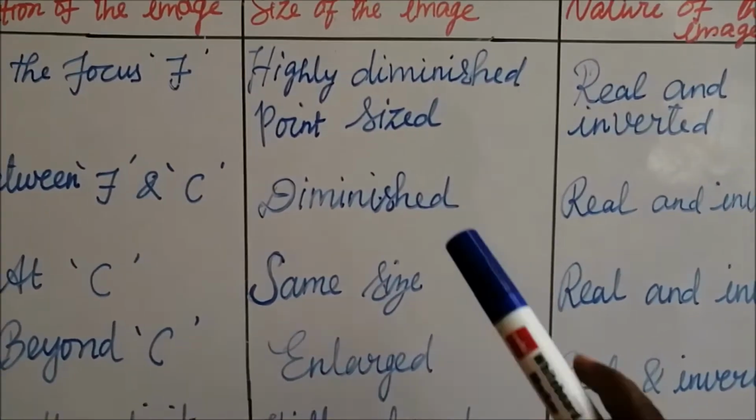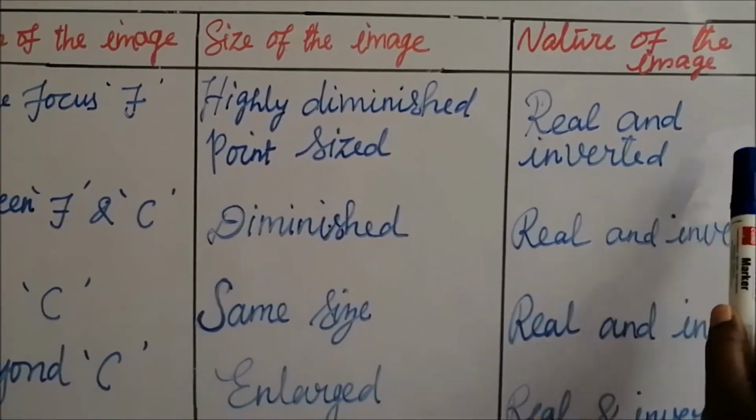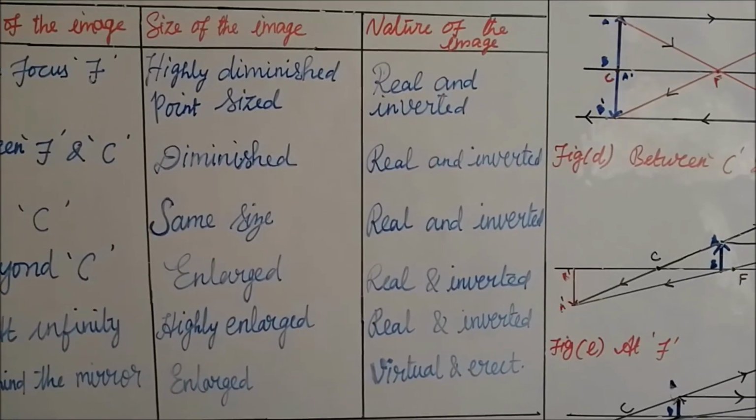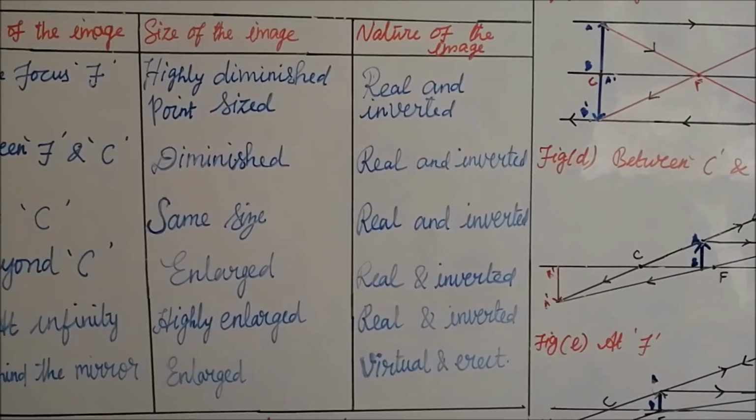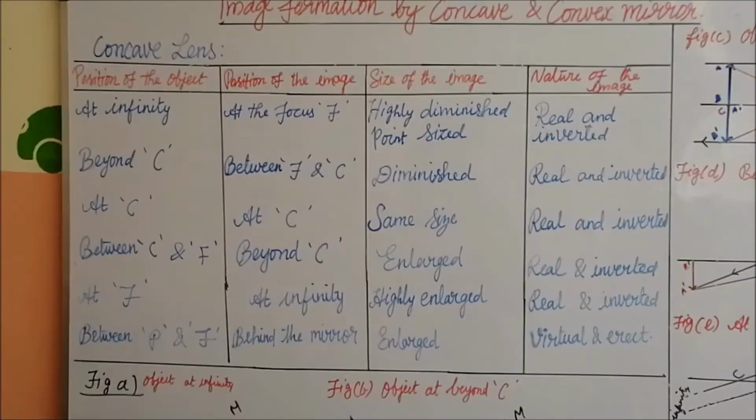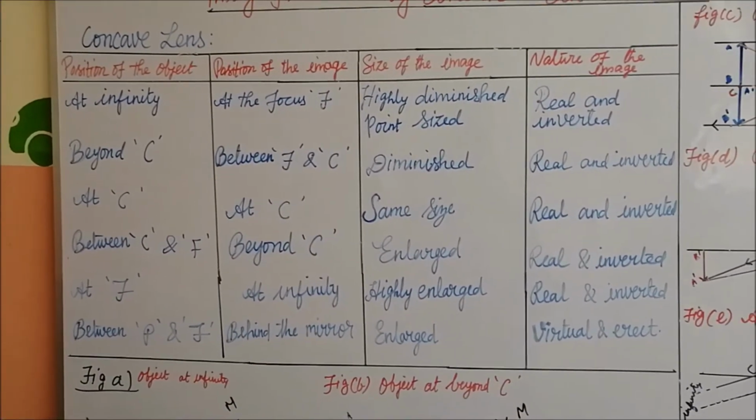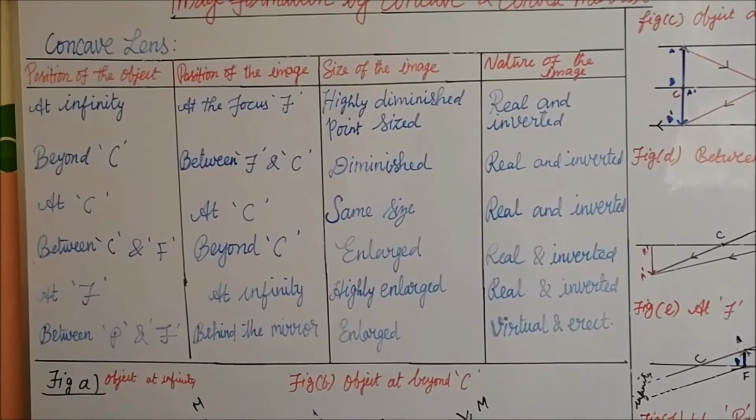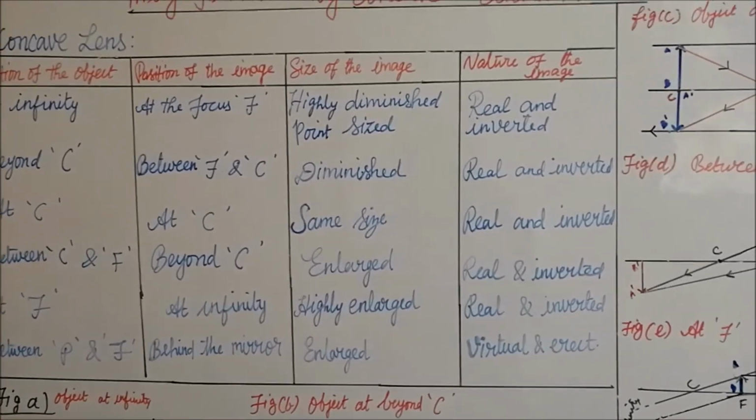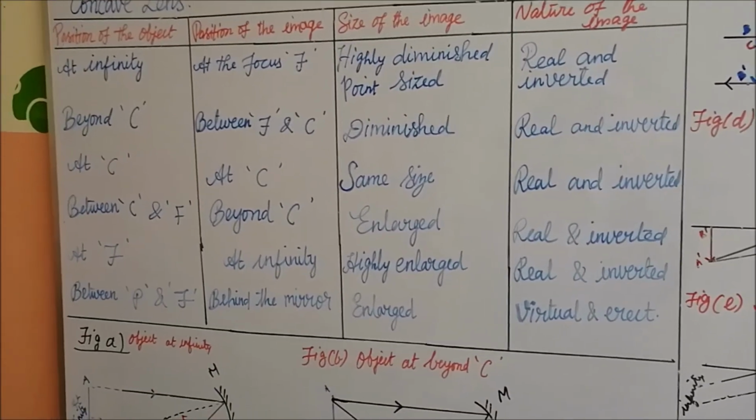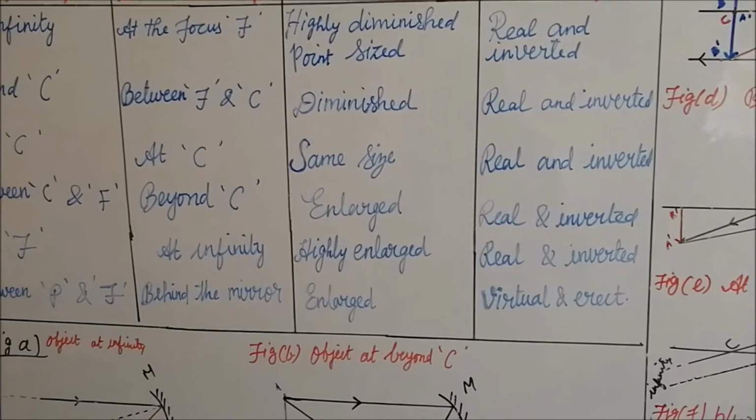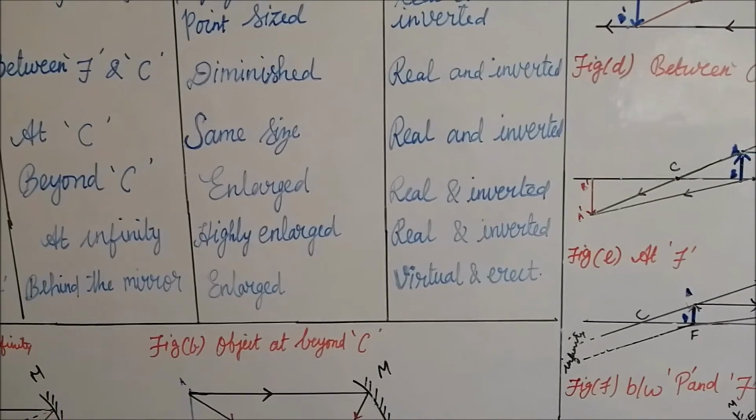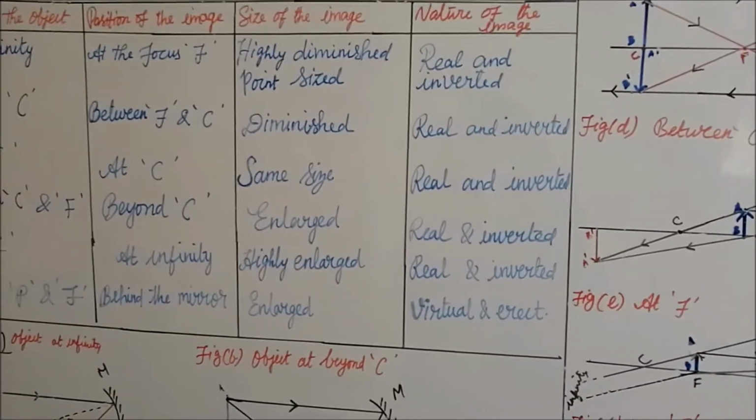Now we will see the size of the image and the nature of the image. For all the cases, all the 5 cases, the nature of the image is real and inverted for concave lens. This table represents the position of the object, position of the image, size of the image, and nature of the image for concave lens. The nature of the image for all the positions of the object is real and inverted, except the case between pole and the principal focus. We will have a virtual and erect image.